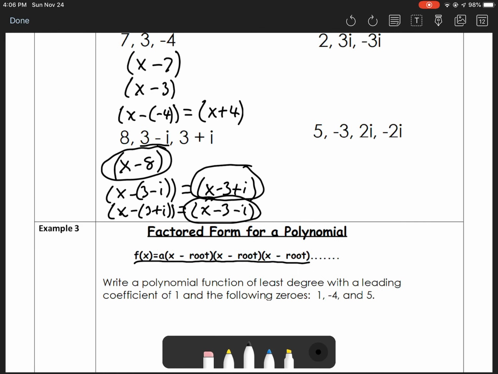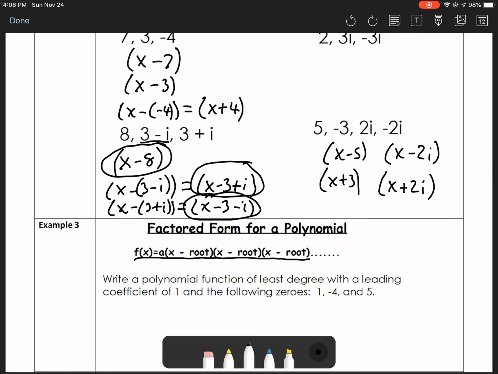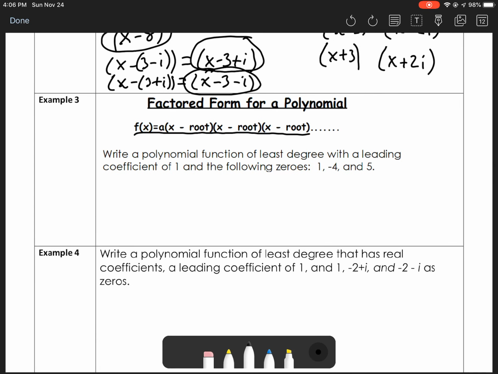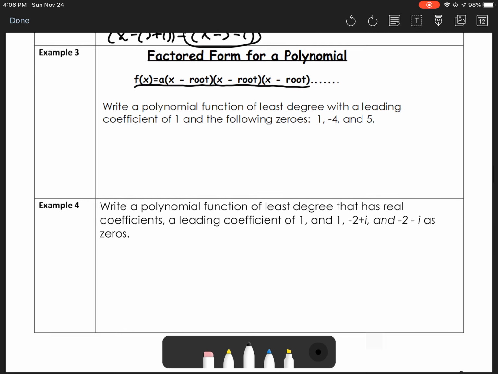Looking at our last set here, it would just be x minus 5, x plus 3, x minus 2i, and then x plus 2i. So nothing too challenging right there. Moving on to the next part, if you need to pause at this point.